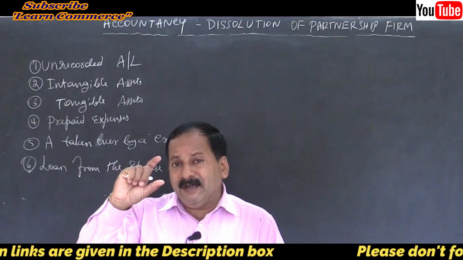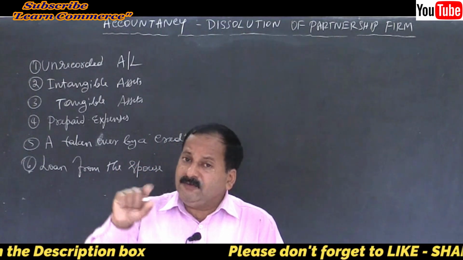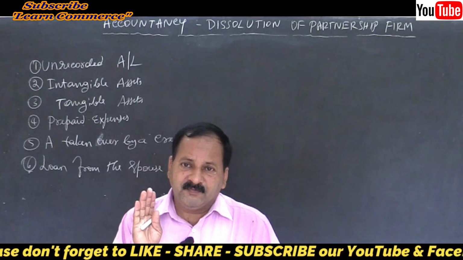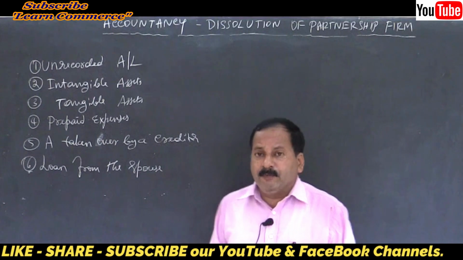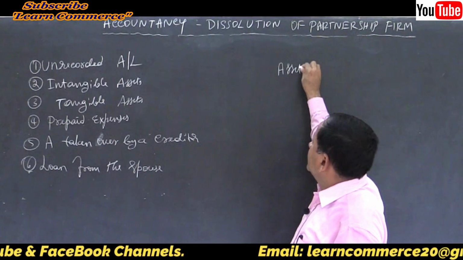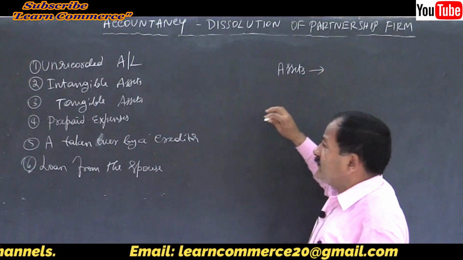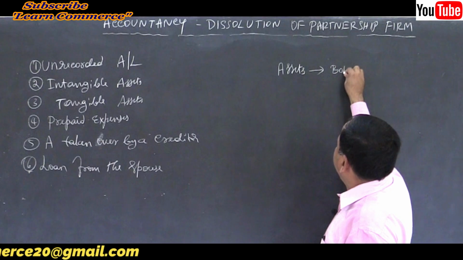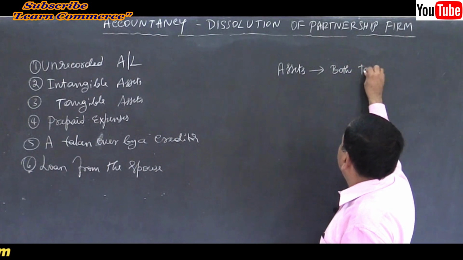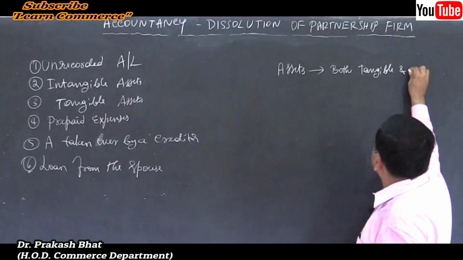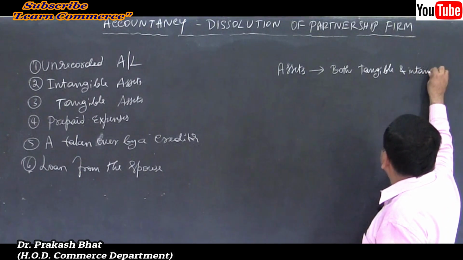Simply you have to remember which should be transferred, which should not be transferred. That is the only thing you have to remember. I will make a clear distinction now. Which should be transferred? All the assets. That is, while transferring the assets, which type of assets you have to transfer? Both tangible and intangible. Am I correct?